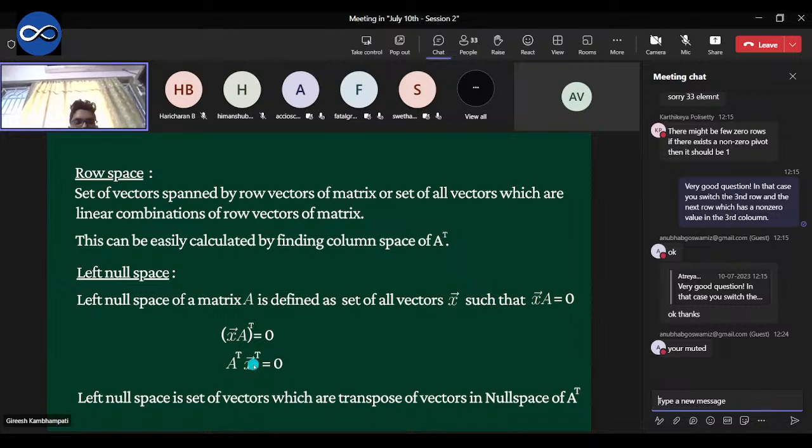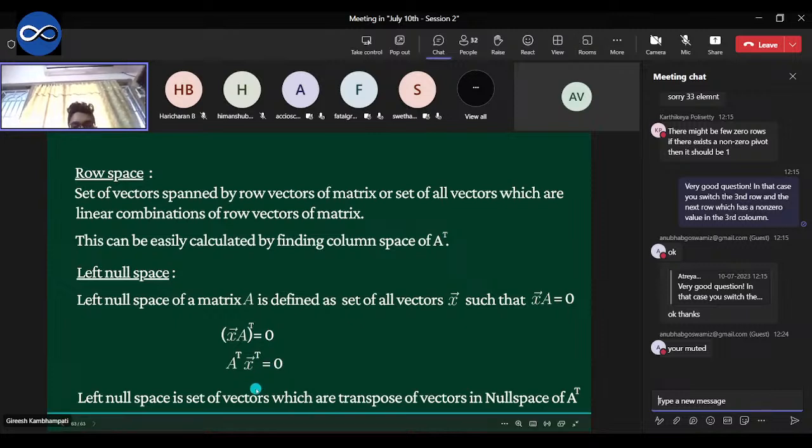So this x bar transpose vector is in the null space of A transpose by definition, because some matrix A into x bar equal to 0 means x bar is in the null space of A. Here that matrix is A transpose itself, and the vector is x bar transpose. So x bar whole transpose is a vector which when multiplied with A gives the 0 vector, so this x bar transpose will be present in the null space of A transpose.